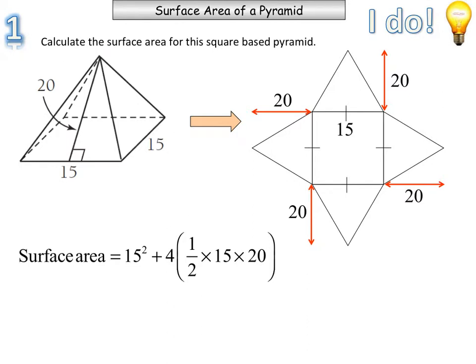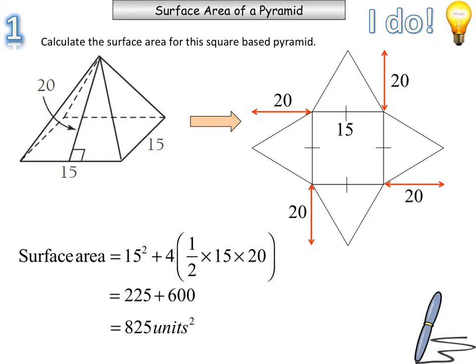So the surface area is 15 times 15, or 15 squared. That calculates the area of that square. And then we've got 4 congruent triangles, so 4 lots of a half times base times height. Calculating that, we end up getting 825 square units. So I think the easiest way is to draw the net and then individually look at what shapes you have.